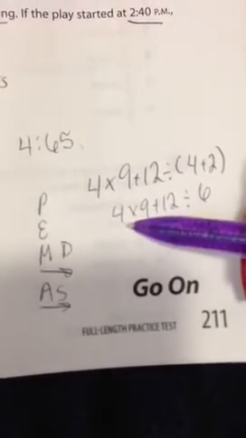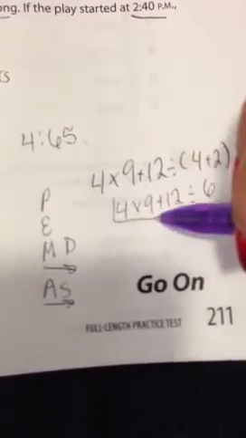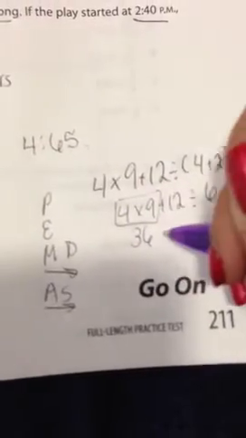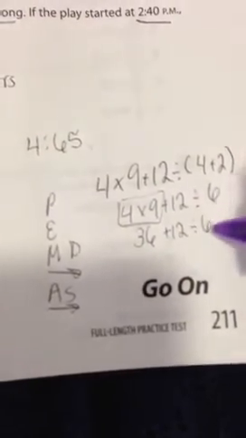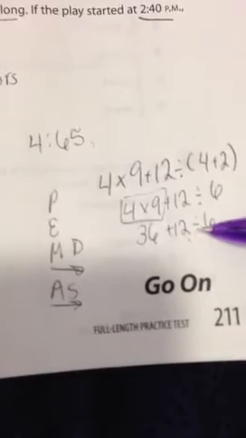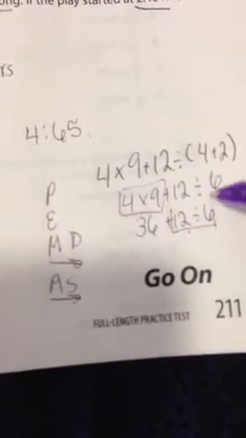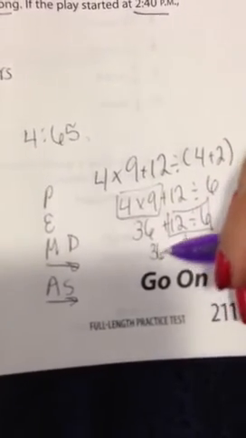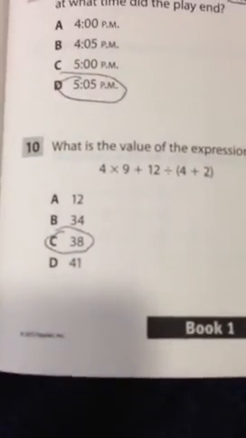Now I'm going to multiply from left to right, so I'm going to do this part first. This is 36 plus 12 divided by 6. Now I'm going to divide next. This is 2. 36 plus 2 gives me 38. And there is 38. Notice each time I always figured out the problem before just choosing one.